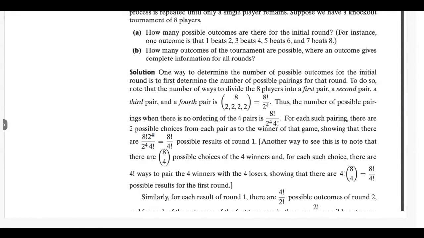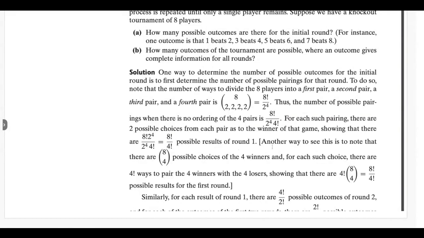2 raised to the power of 4, because each one has 2 possible choices, right? And there are 4 of them. So we multiply by 2 raised to the power of 4. So that's the result of this, multiplied by 2 to the power of 4, which will simplify, we get A factorial divided by 4 factorial possible results of round 1.